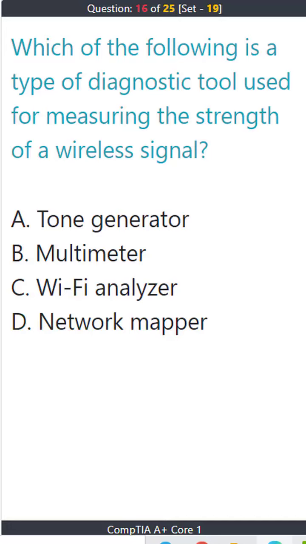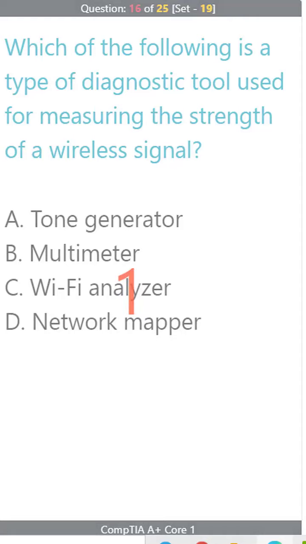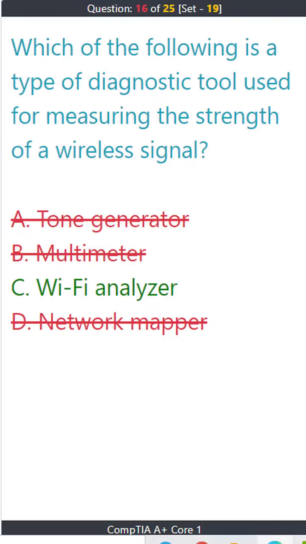Question 16. Which of the following is a type of diagnostic tool used for measuring the strength of a wireless signal? A. Tone generator. B. Multimeter. C. Wi-Fi analyzer. D. Network mapper. The correct answer is C. Wi-Fi analyzer.